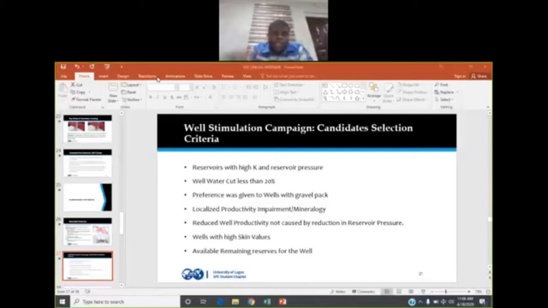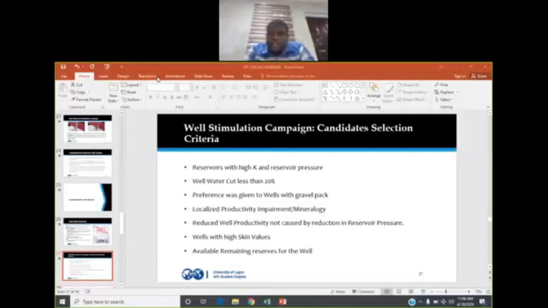Stimulation would always lead to an increase in water cuts. After stimulating a well, your water cut goes up. So we looked at wells with water cut less than 20%. And we gave preference to wells with gravel pack.